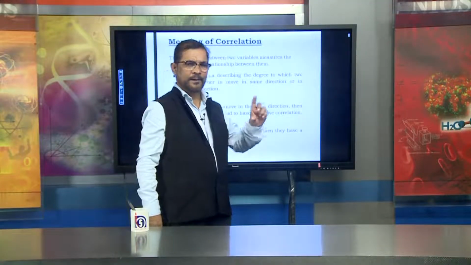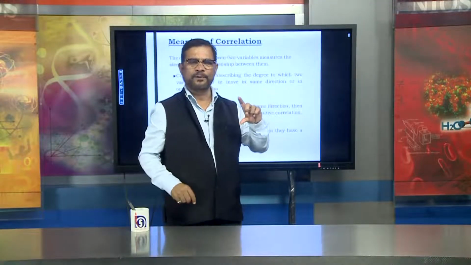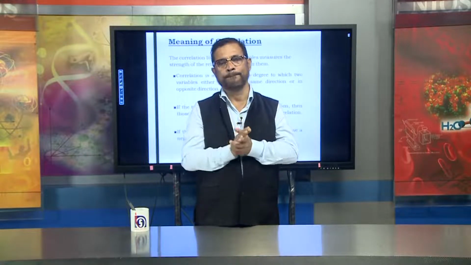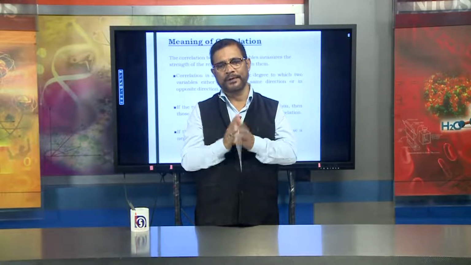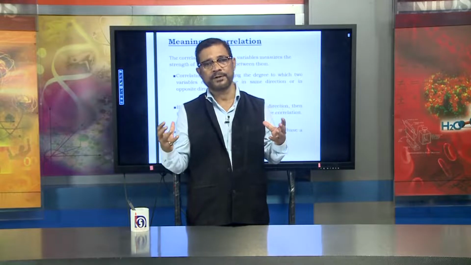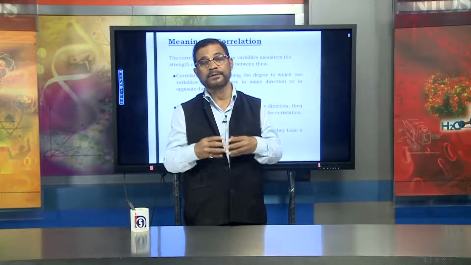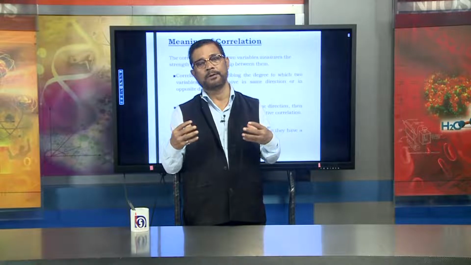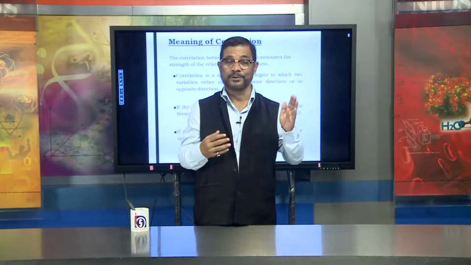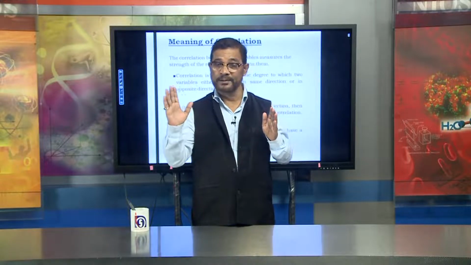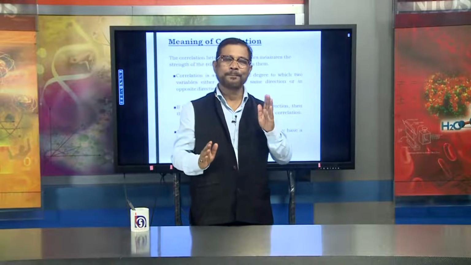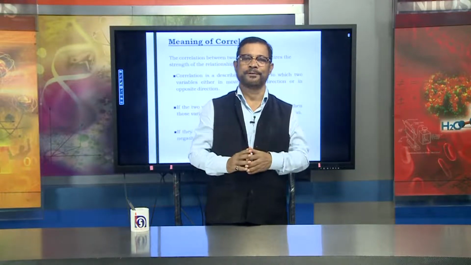Okay? If we take two variables, we will see in what way these two variables are moving. Whether they are moving in the same direction or in the opposite direction, we have to find out the relationship. It indicates whether the correlation is moving in a positive direction or in a negative direction.